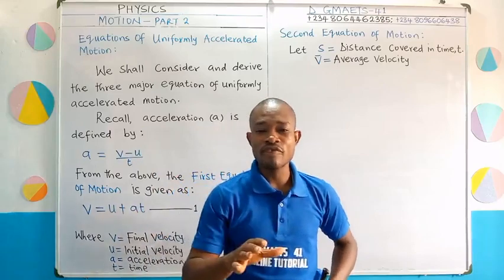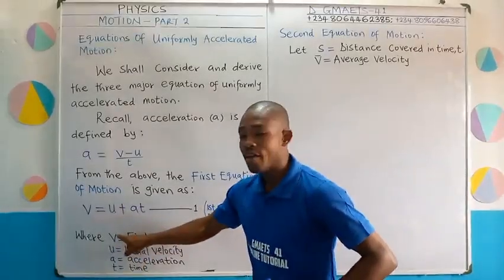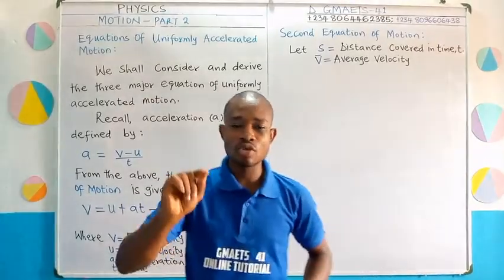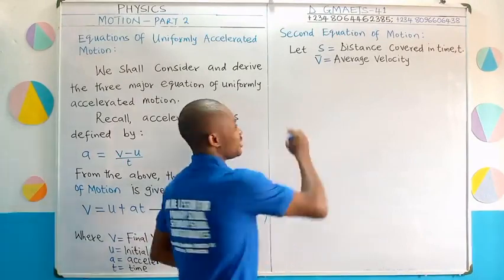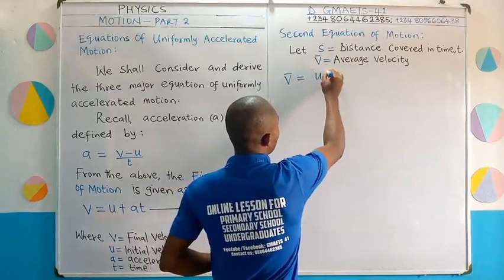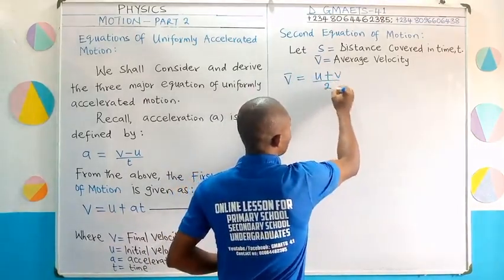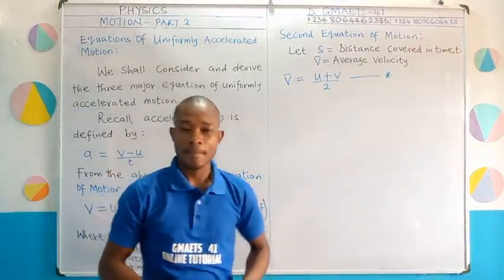So when we talk about average velocity, it's going to be the initial velocity u plus the final velocity v, divided by 2, because there are these 2 velocities we talk about here. And so let me do that. Average velocity v bar is equal to (u + v)/2. Let me call this equation star.